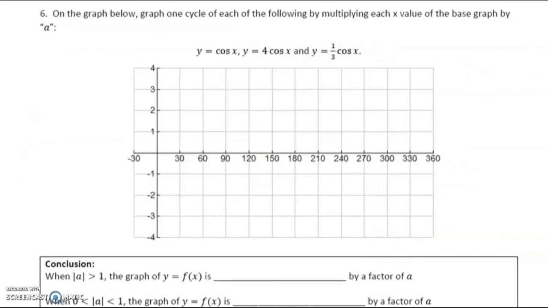Okay, number 6. On the graph below, graph one cycle of each of the following by multiplying each y value of the base graph by a. Okay, so this time we're doing cos. So cos starts at 1. Okay, goes down to 0 at 90, 180, negative 1, 270, 0, and 360.